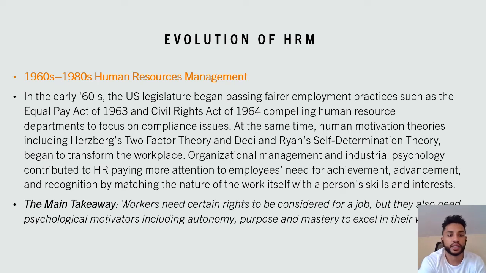So, the 1960s to 1980s. In the early 60s, the U.S. legislature began passing fairer employment practices such as the Equal Pay Act of 1963 and Civil Rights Act of 1964. Organizational management and industrial psychology contributed to HR paying more attention to employees' need for achievement, advancement, and recognition by matching the nature of work itself with a person's skills and interests. The main takeaway: workers need certain rights to be considered for a job. They also need the psychological motivators and autonomy for work.